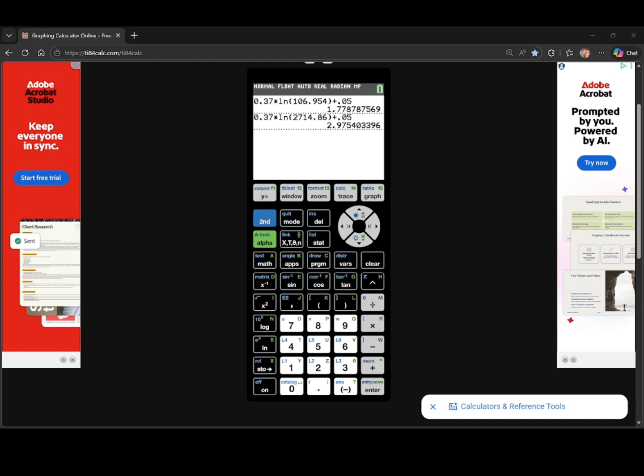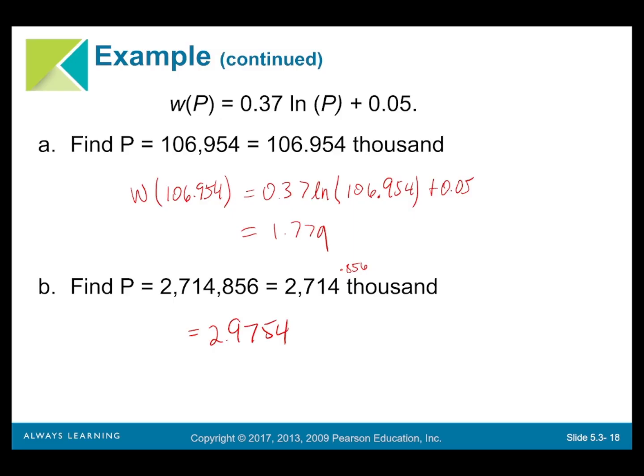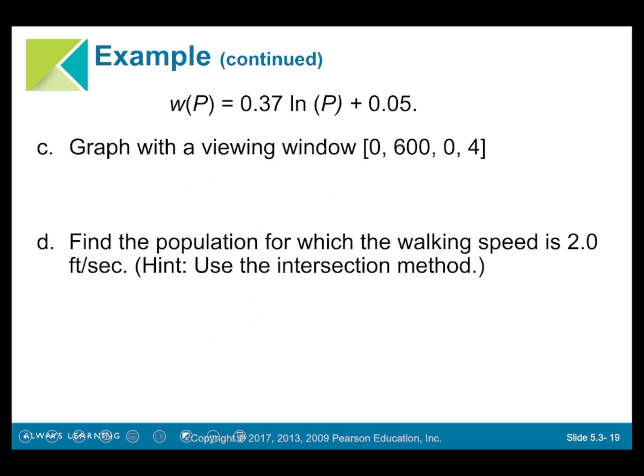So I'll take you back to the slides now. Here we are. And I wrote down those values already. So that is what we get for these two values. Now let's go and look at the graph of this thing with a specific viewing window. And then we're going to see if we can figure out when the walking speed is 2.0 feet per second.